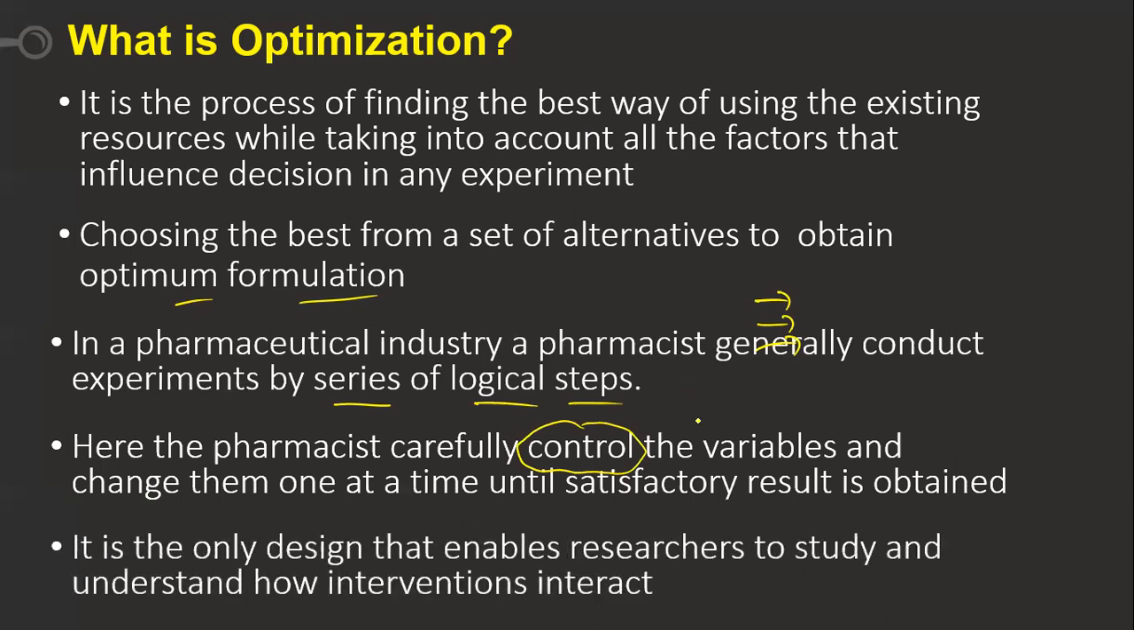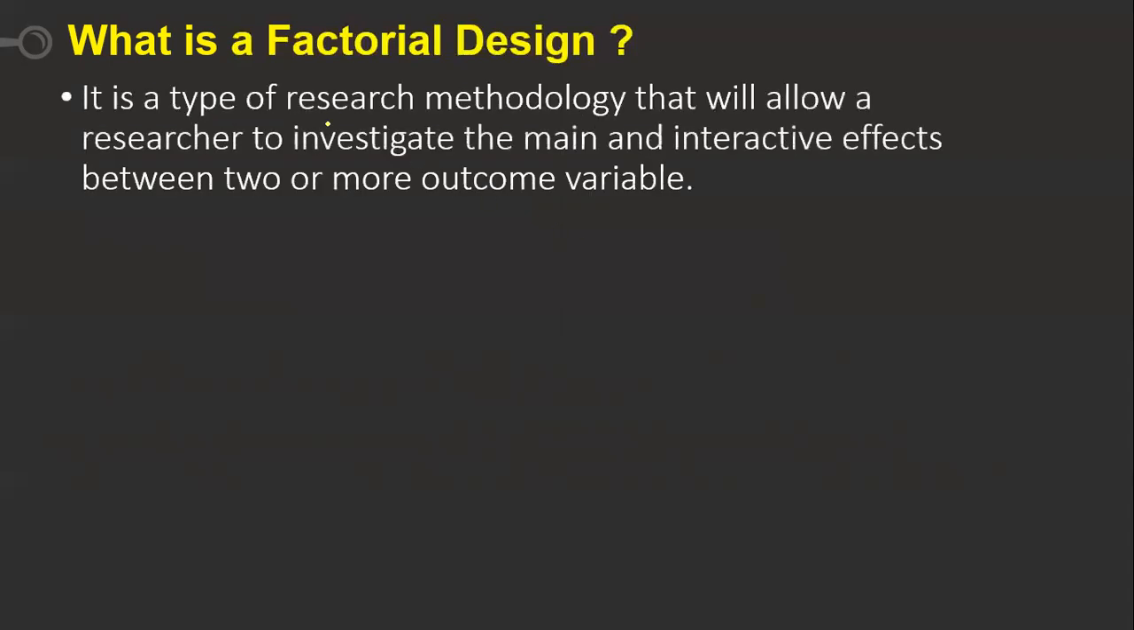In factorial design, it enables researchers to study and understand how interventions interact with each other. For example, there is a factor A and a factor B, and how these two interact with each other is what will be studied in factorial designs. We'll take a simple example to find out what a factorial design is. It is a type of research methodology, a method that allows a researcher to investigate the main and interactive effects.